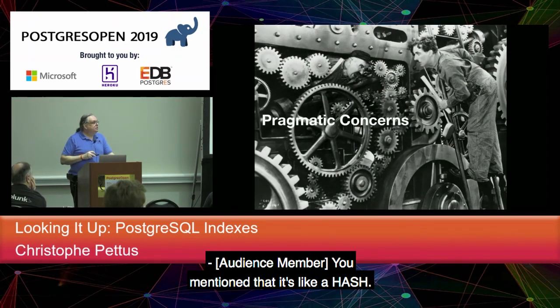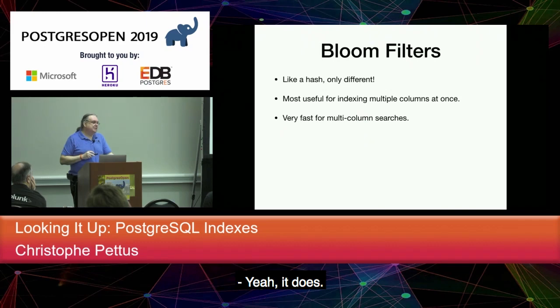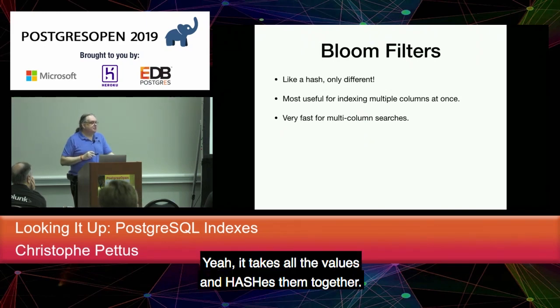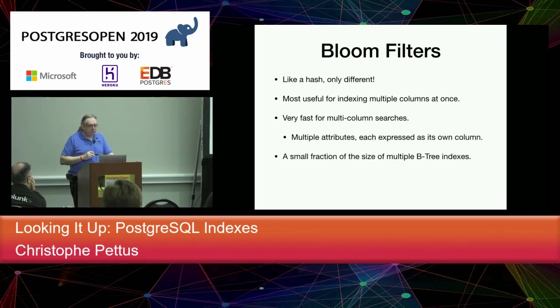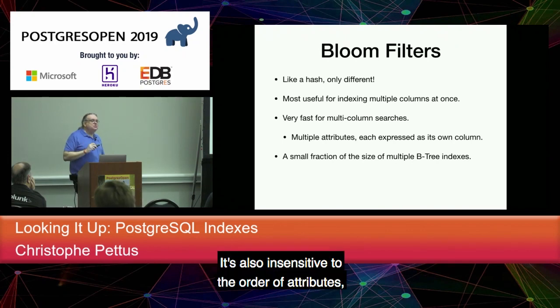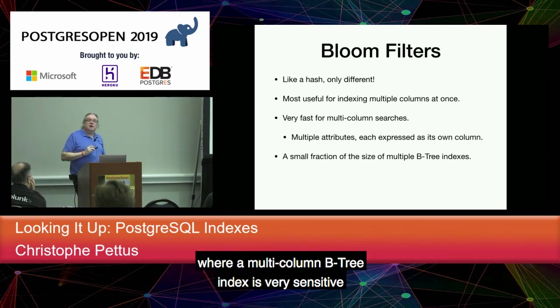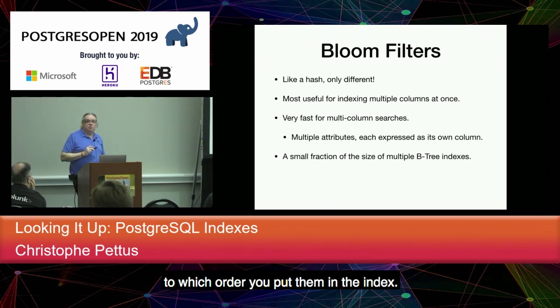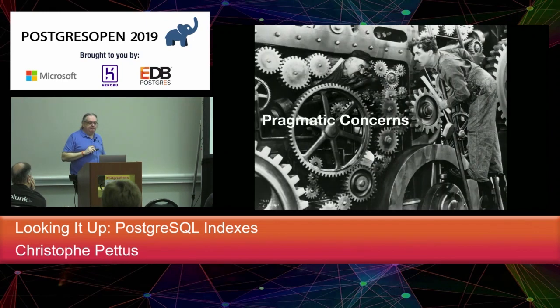You mentioned that it's like a hash. Does it actually hash? Yeah, it does. It takes all the values and hashes them together. It's also insensitive to the order of attributes, unlike a B-tree, where a multi-column index is very sensitive to which order you put the columns in the index. Bloom indexes are insensitive to that.